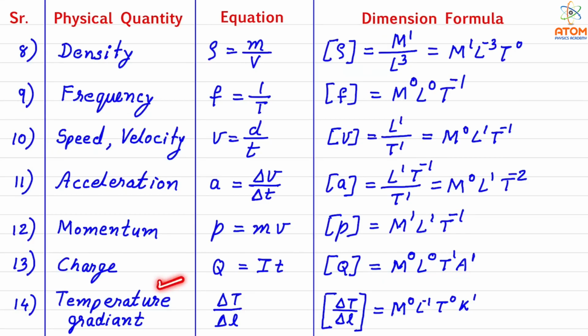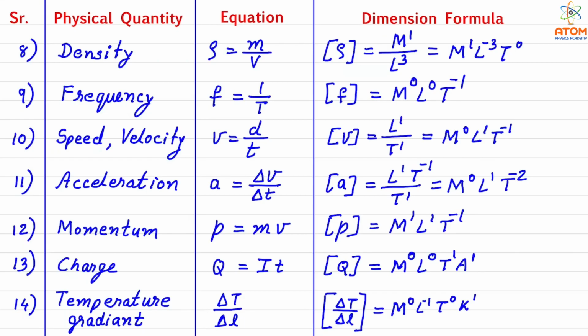Then temperature gradient. See, this is a physical quantity which you have not studied. Up to now, all of the physical quantities were which you already know. But there are few physical quantities I am going to teach you which you have not studied yet, but gradually in 11th standard and in 12th standard you will learn them. Here you have to just focus on the symbol and on their equation.